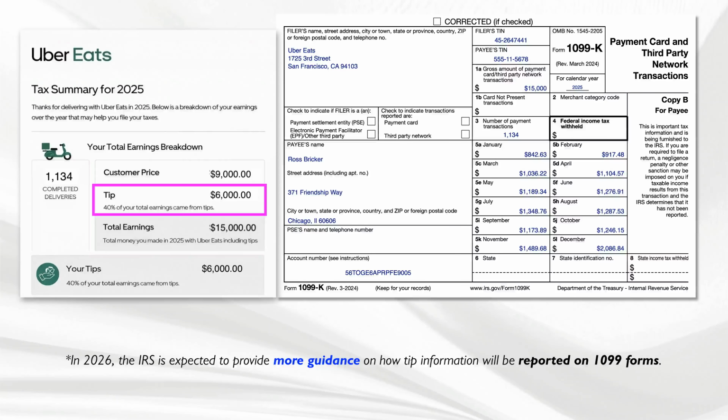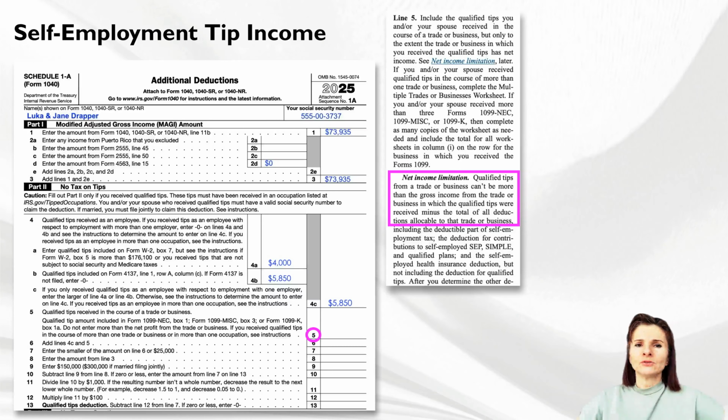You would need to have some kind of formal summary from the company that issued the form that would show you how much in tips you've received. Do not enter more than the net profit from the trade or business.